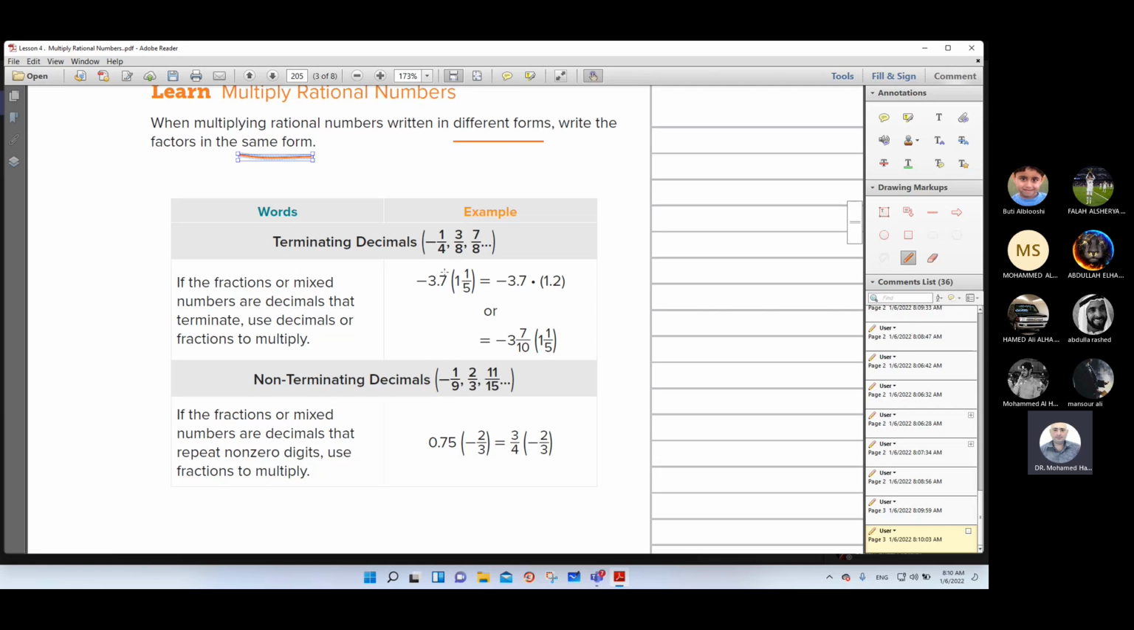So as you see here, you have decimal, here you have mixed number. You can't multiply them like this, so change the mixed number to the decimal. How to change this mixed number to the decimal? You have 1 and 1 over 5. The first step, change to the fraction. 1 times 5, 5. 5 plus 1 will be 6. Over the same denominator, over 5.